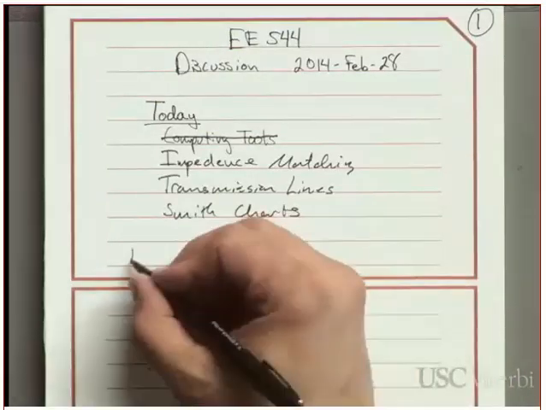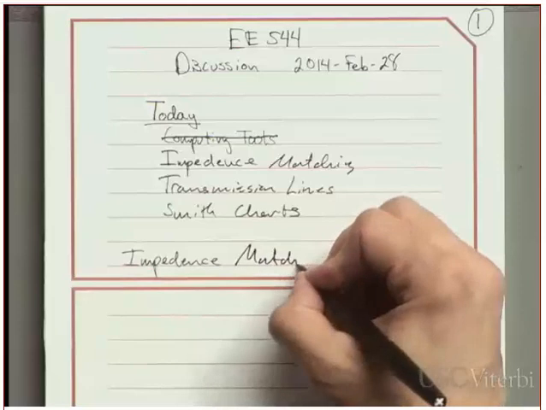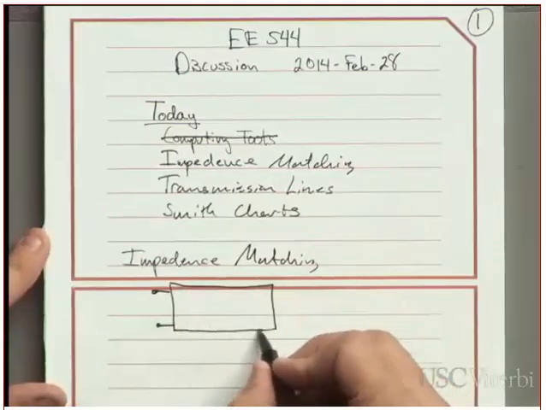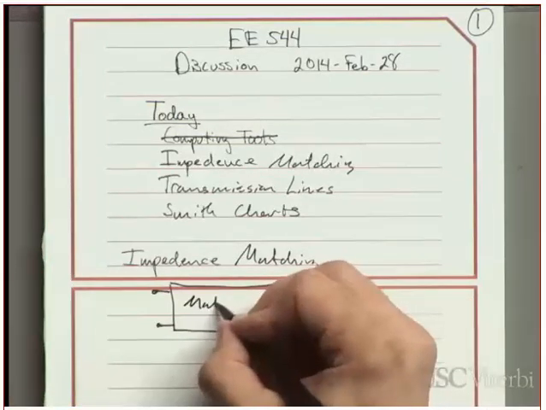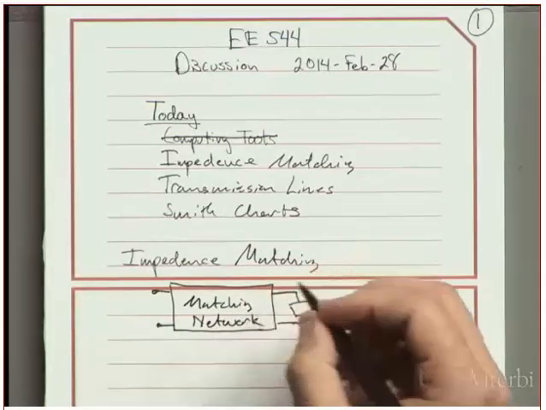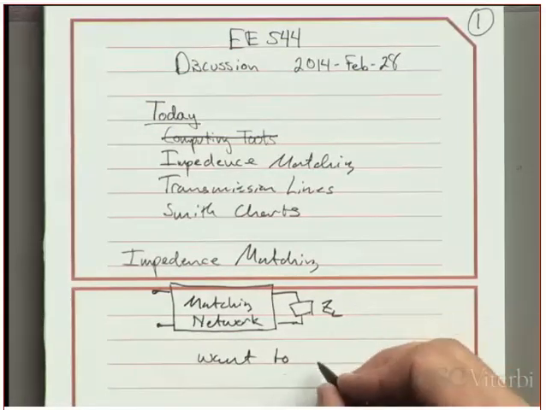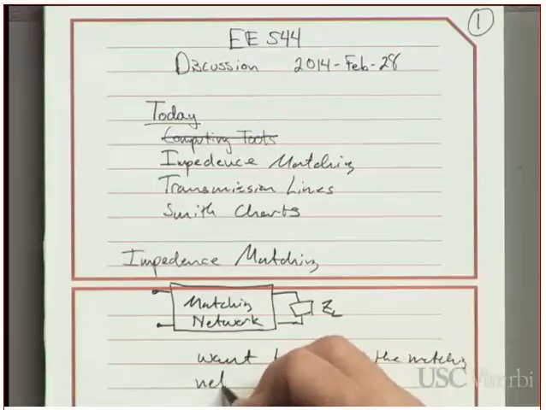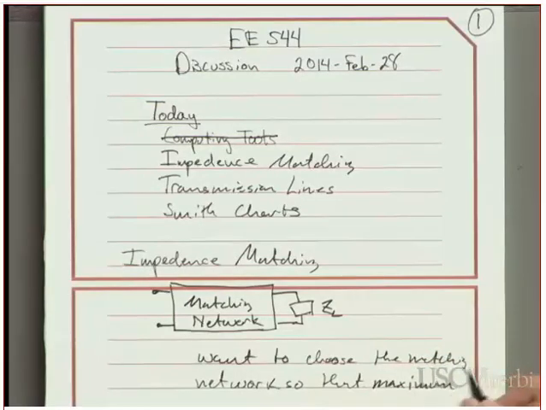So this is the basic problem when you're looking at impedance matching. You're given some input, and you have a matching network, and then you have the load. So I'm going to call this the load. This is a matching network. We, of course, in 99.9% of the cases, want to choose the matching network so that maximum power is delivered to the load.